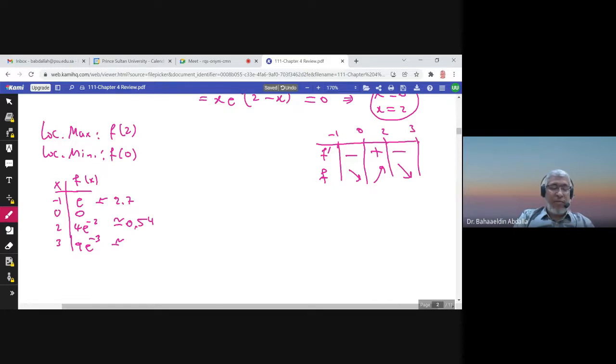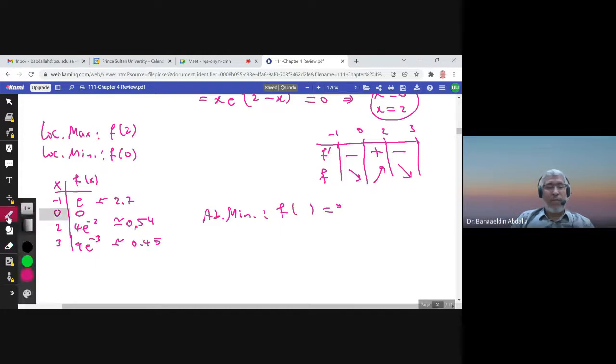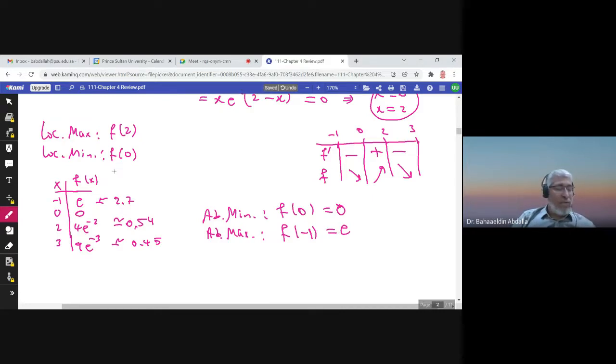9 times e to the power negative 3 is approximately 0.45. Okay, so the absolute minimum is f of 0, because 0 is the smallest number here. And the absolute maximum is f of negative 1, which is e, because e is the largest one, 2.7. So f of 0 is a local minimum, and at the same time, it is an absolute minimum.